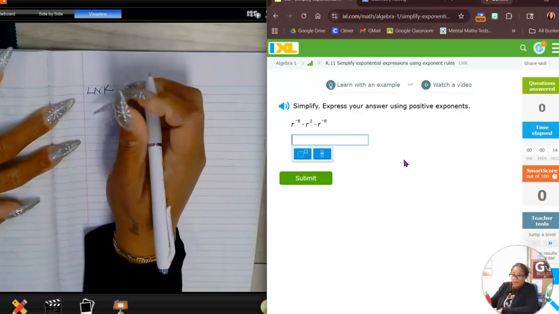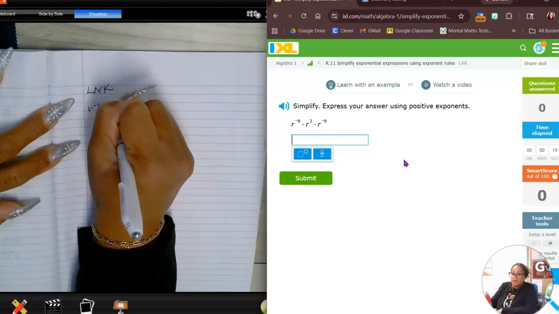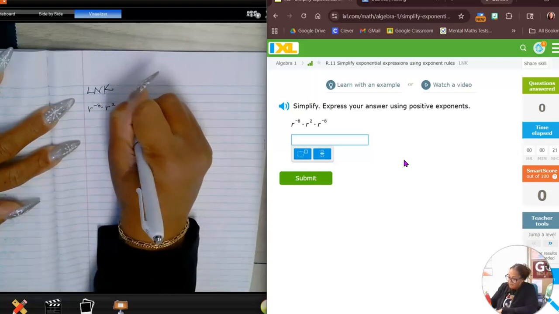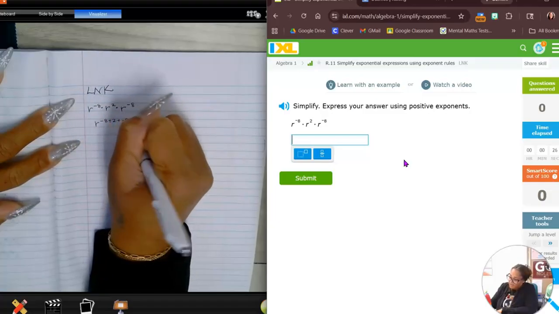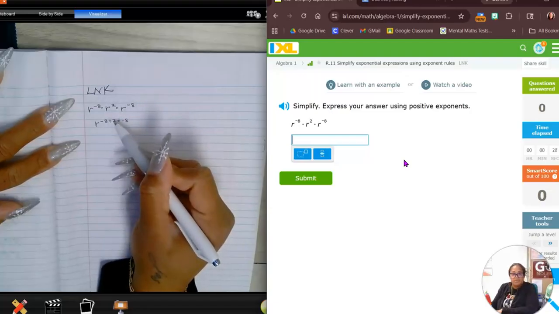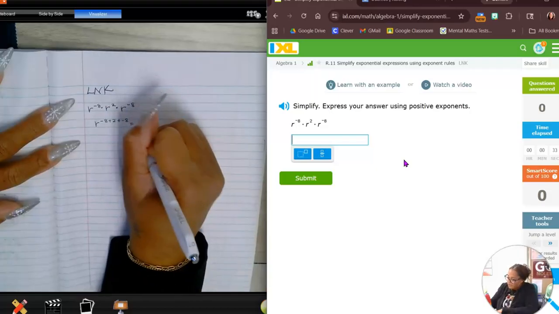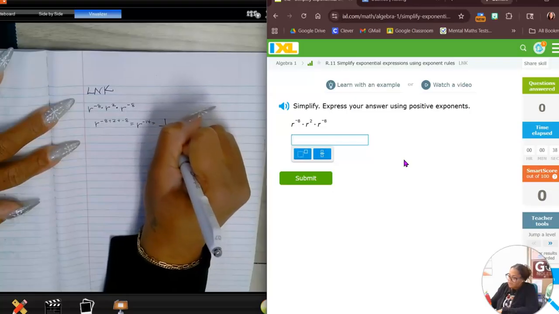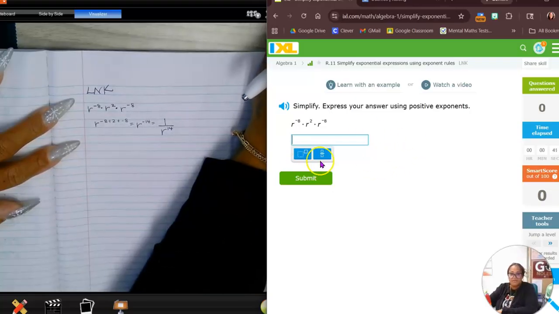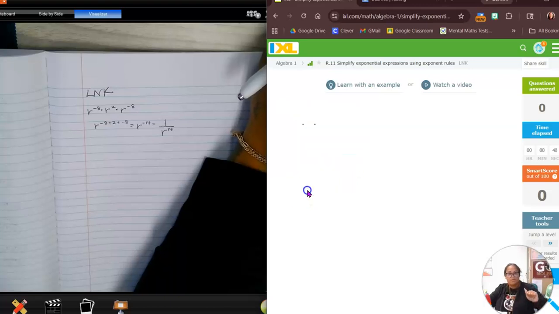L and K. So I have R to the negative 8 times R squared times R to the negative 8. I need to add all these together. Negative 8 plus 2 plus negative 8. Negative 8 plus 2 is negative 6, plus negative 8 is negative 14. So this is R to the negative 14th power, or 1 over R to the 14th. How do they want it? Using positive exponents, so it's going to be a fraction. 1 on top, and down here is going to be R to the 14th.